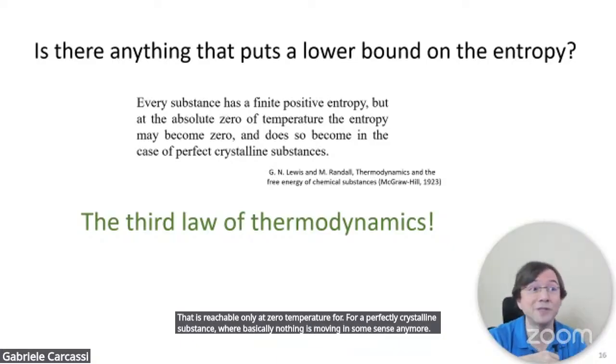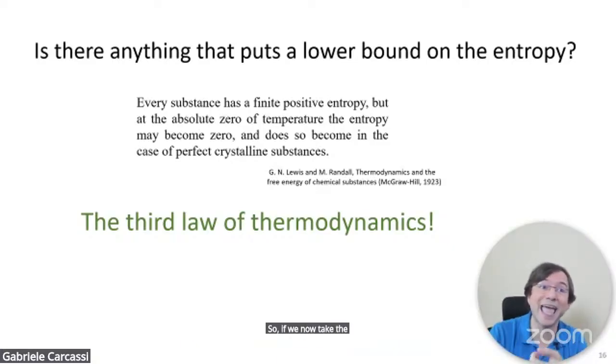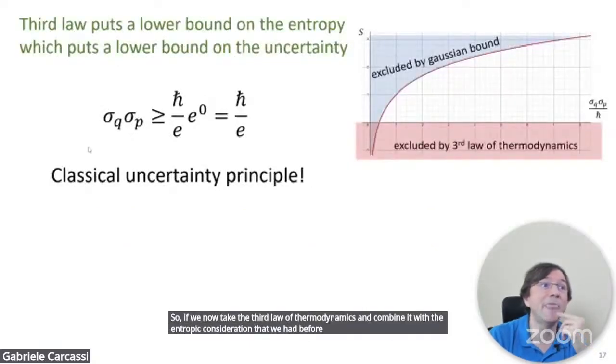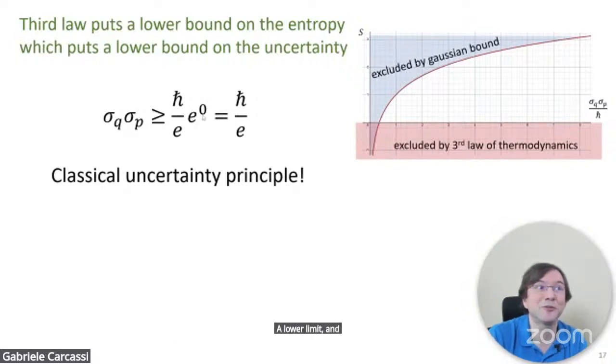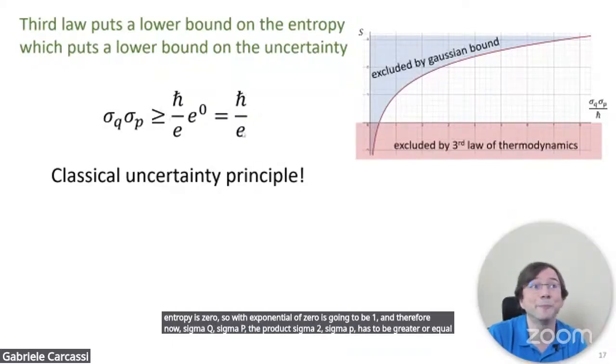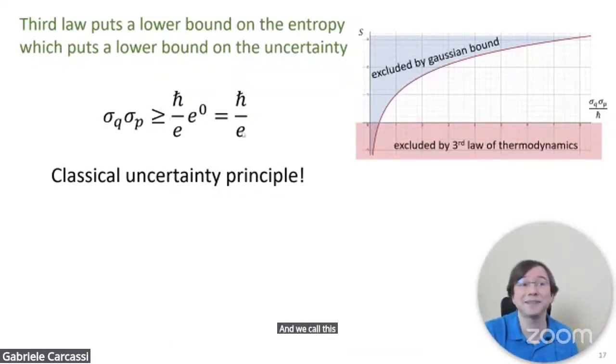So if we now take the third law of thermodynamics and combine it with the entropy conservation that we had before, then we do have a lower limit, and we just take the exponential of the entropy. The minimum entropy is 0, so the exponential of 0 is going to be 1, and therefore now the product sigma q sigma p has to be greater or equal to h bar over e. And we call this the classical uncertainty principle.